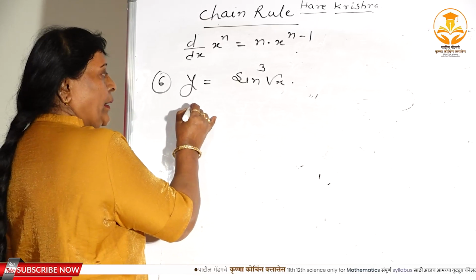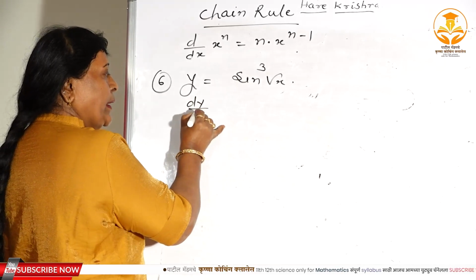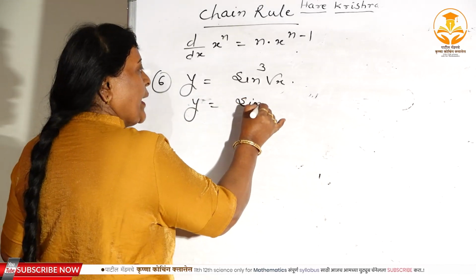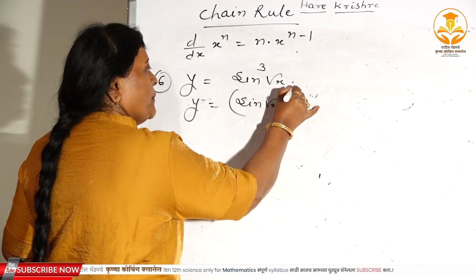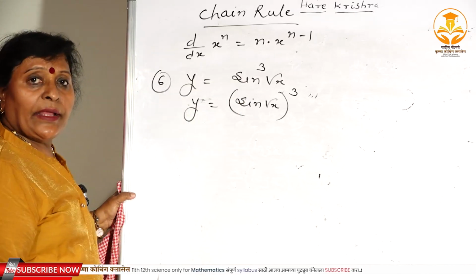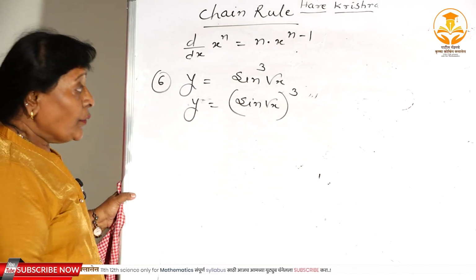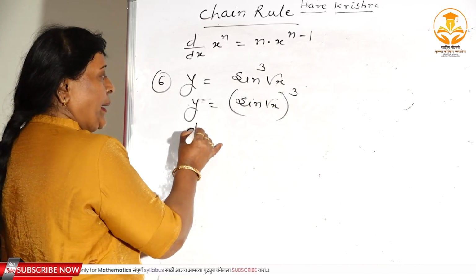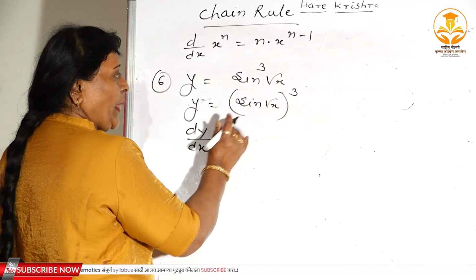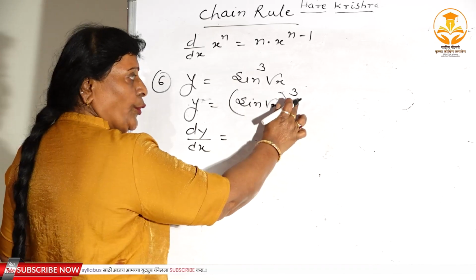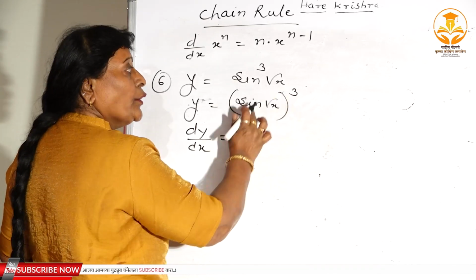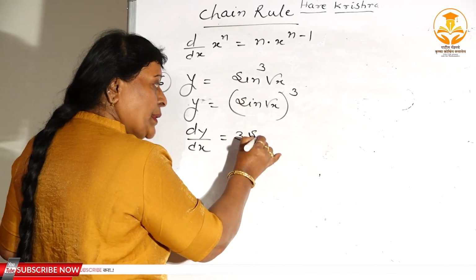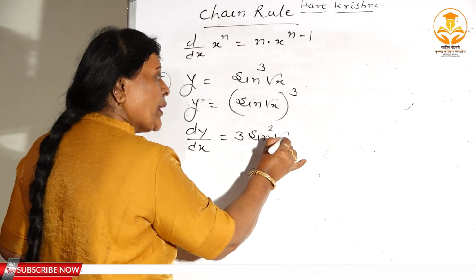Now how will you do this here? See, again dy divided by dx. Here first you have to write y is equal to sine root x whole cube. Right? Now you can substitute u here. Say dy by dx, here u cube. What is the derivative of u cube? 3u square. Means 3 sine square root x.